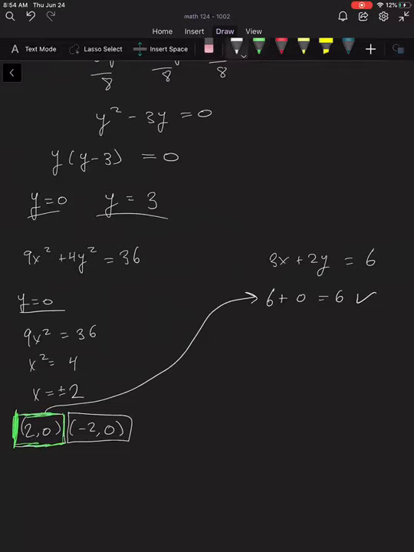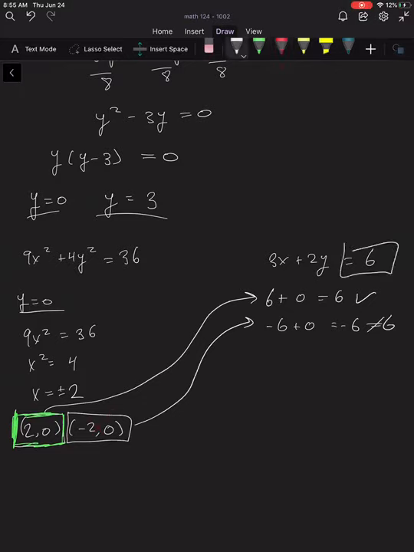See what happens when we plug in the other one. x is minus 2, so we're going to get minus 6. y is 0, so plus 0. That is equal to minus 6. That does not equal 6. So this one we have to get rid of. You see we need this to equal 6, and that one just equaled minus 6. So that's not going to work.